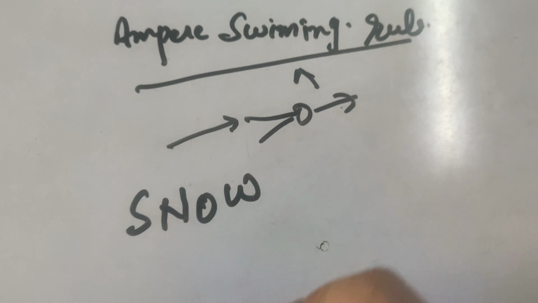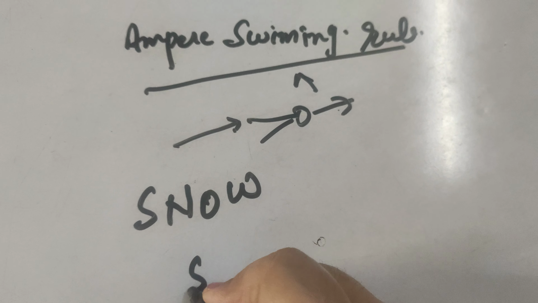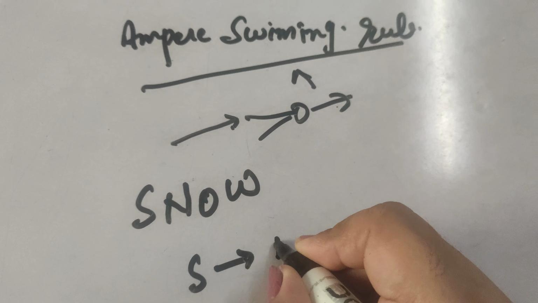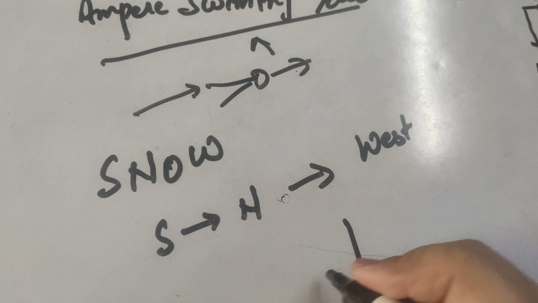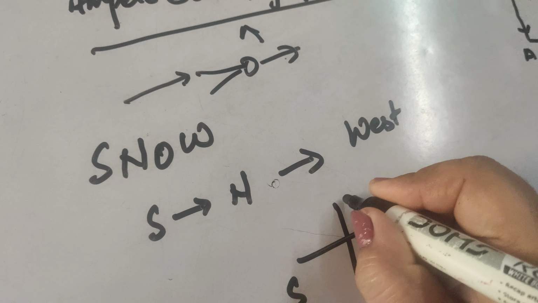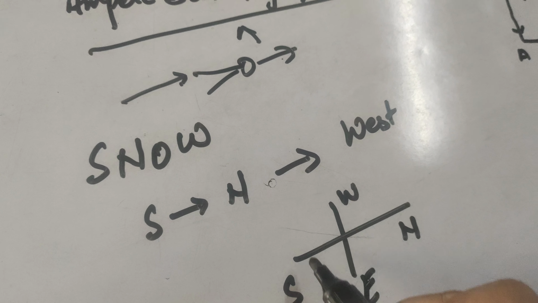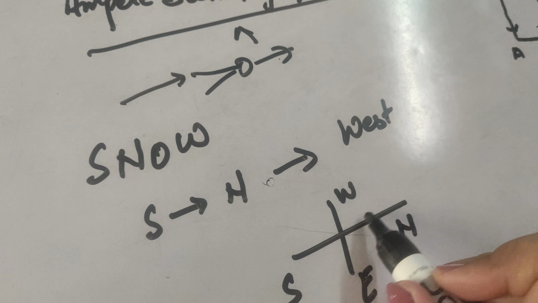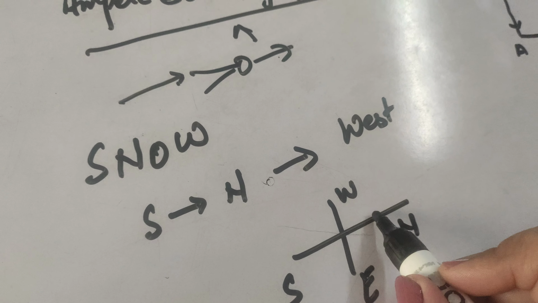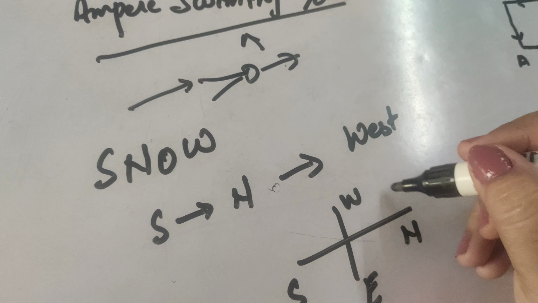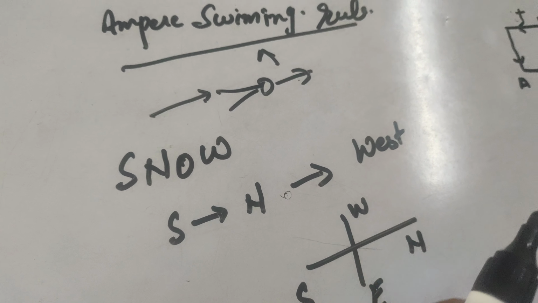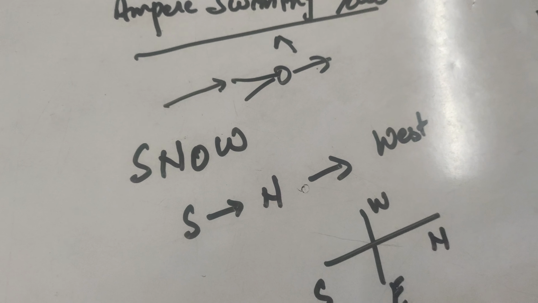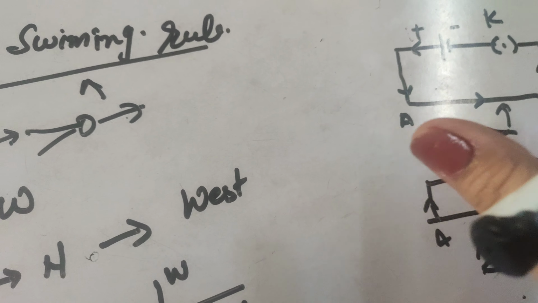SNOW means current from south to north over the head, so the deflection should be toward west. Right? Deflection should be toward west. And if I draw this, this is south, this is north, this is west, and this is east. So if we imagine that a man is swimming like this in this direction, current will enter in this direction and the deflection of the north end will be toward west. So this whole experimental study shows that a magnetic field is associated with a current carrying conductor.